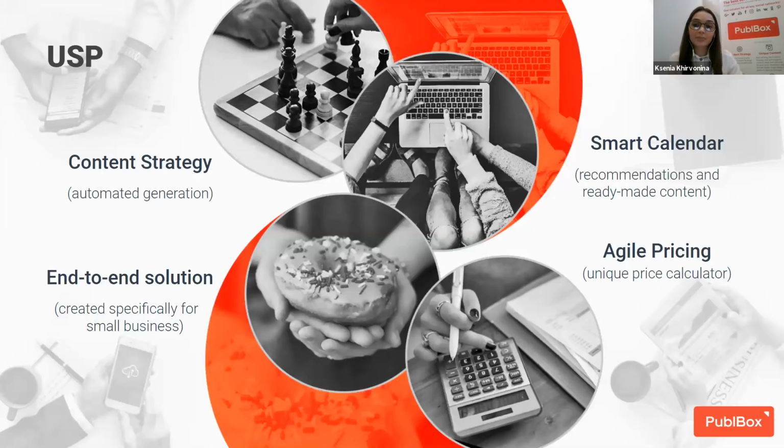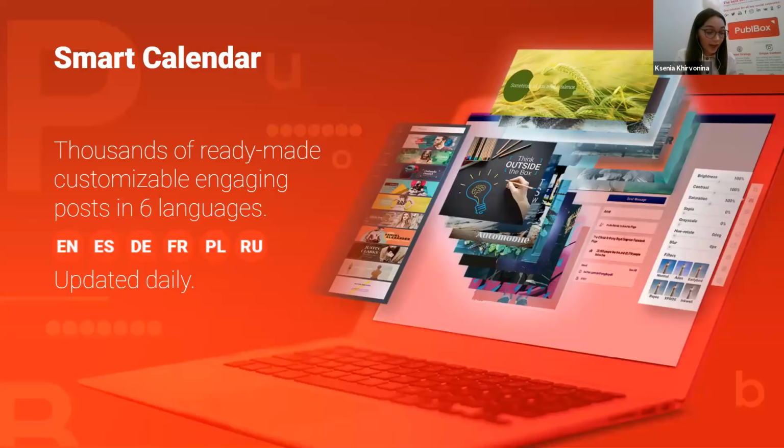But what makes PublBox so unique? I have already mentioned some of our key features, but here I'd like to emphasize the importance of having a content strategy for successful social media promotion. And our tool will help generate it automatically for you. Later, I'll show you how. And on the other hand, Smart Calendar will give you tips and ready-made content in 6, or already 7, languages that you can publish right away or customize to your needs and schedule right away to all your social media.